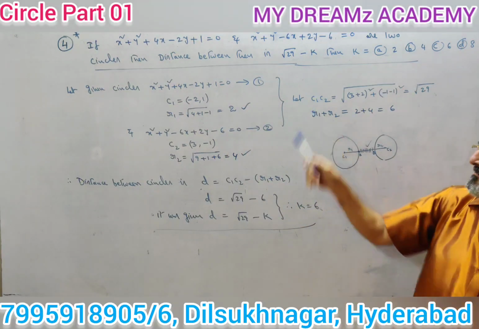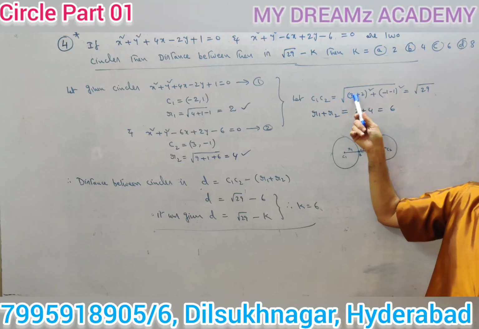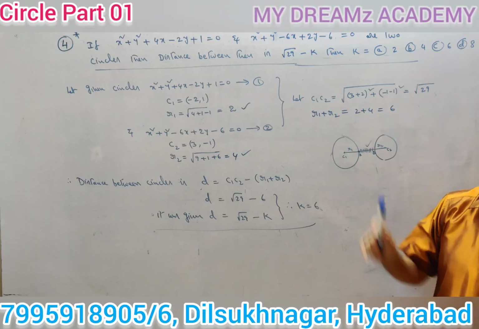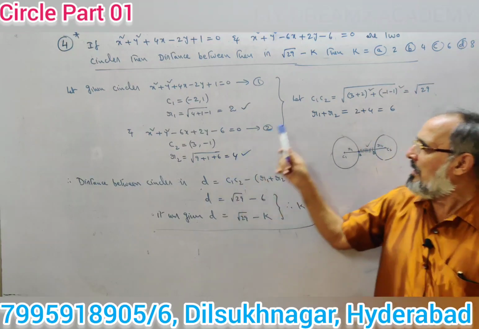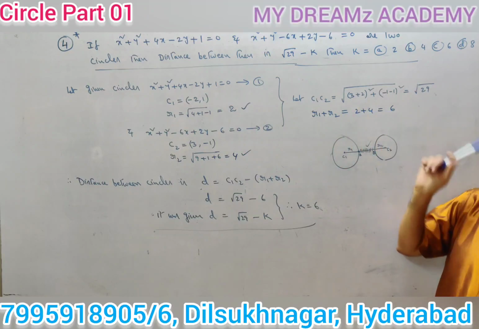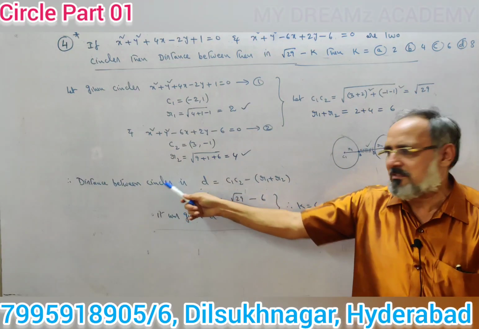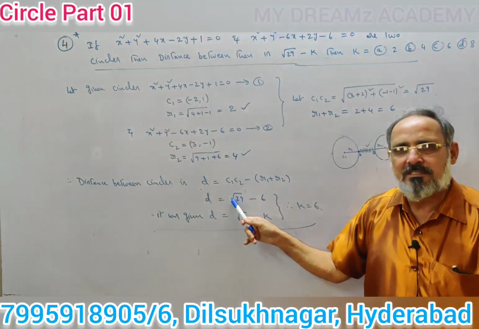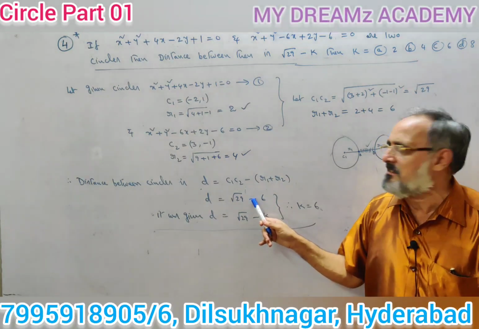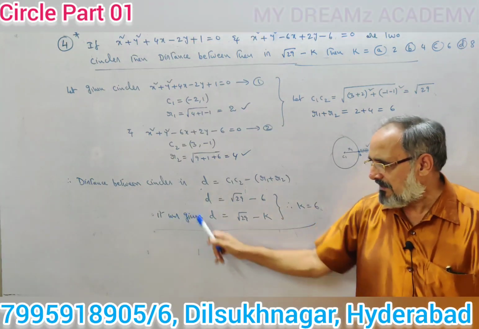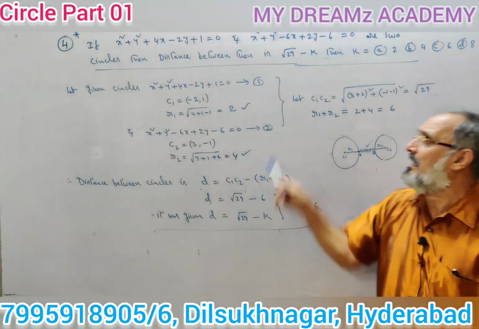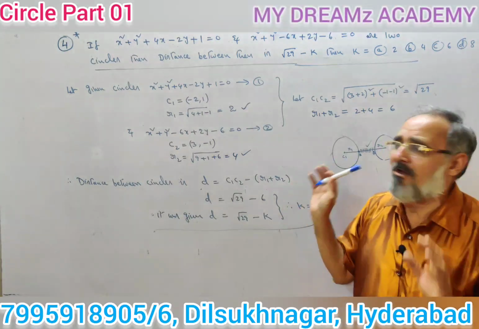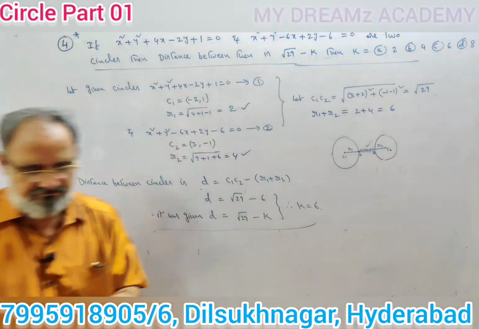And calculate the distance between the centers, C1 C2. Using the distance formula, root of x2 minus x1 whole square plus y2 minus y1 whole square, we can calculate root 29. And the sum of the radii is 2 plus 4, 6. Then the distance between 2 circles is what? C1 C2 minus R1 plus R2. Total distance is root 29 minus the sum of the radii, 4 plus 2, 6. But it was given d equal to root 29 minus k. Then what is the comparison? k equal to 6. This is how to find the distance between 2 circles.